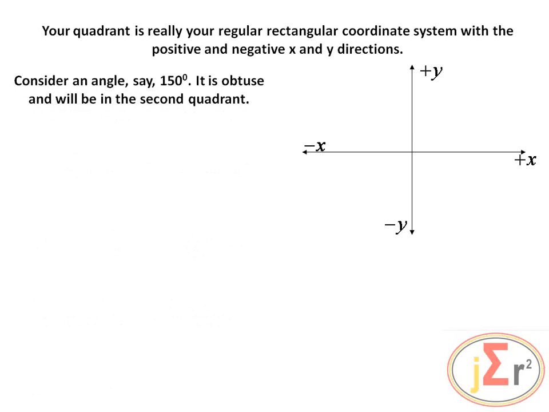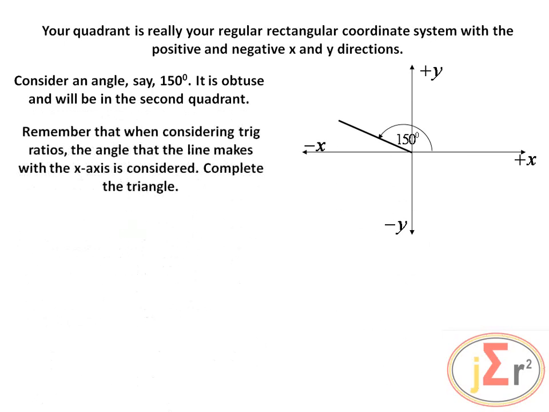Consider an angle, say 150 degrees. It is obtuse and will be in the second quadrant, right there. Remember that when considering trig ratios, the angle that the line makes with the x-axis is considered. So although we are talking about this 150 degrees angle, which is obtuse, when we go into the finer details with the trig ratios, we consider the acute angle that this line makes with the horizontal axis.